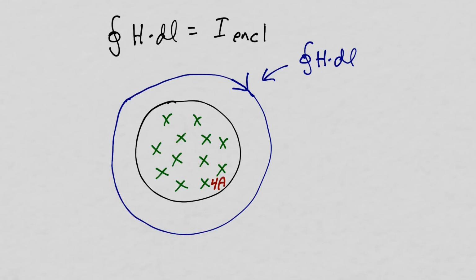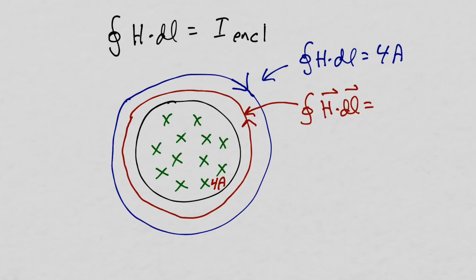Now I've defined another path that completely encloses the wire, but now we're going to integrate in the counterclockwise direction. So with the fingers of your right hand in the direction of the integration, your thumb points out of the page, which is the opposite direction of the current flowing. So the integral of H dot dl around this path will give us minus 4 amps.